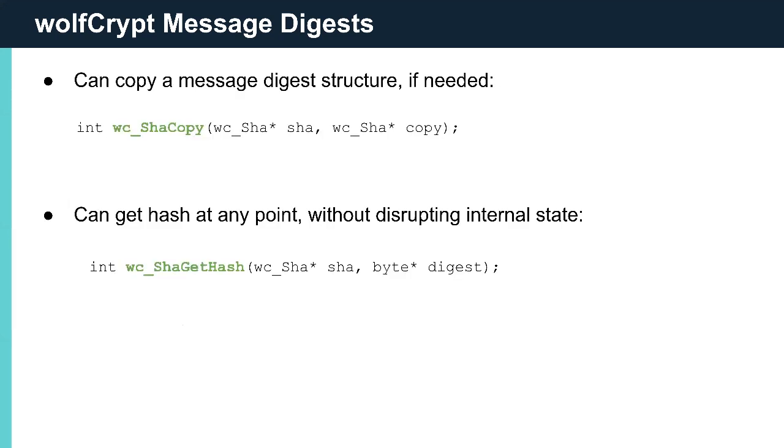If you need to copy the SHA structure, you can do that using our wc_ShaCopy function. That'll essentially copy the entire structure over into a separate one that can then be used for its own operations. If you need to get the hash at any point in your application's flow without disrupting the internal state, because as soon as you call SHA final, that's going to finalize the SHA structure, and you can't go backwards and call update again on it. So if you want to just get the hash in the middle and then continue on using that SHA structure, you can call wc_ShaGetHash. That'll return your digest.